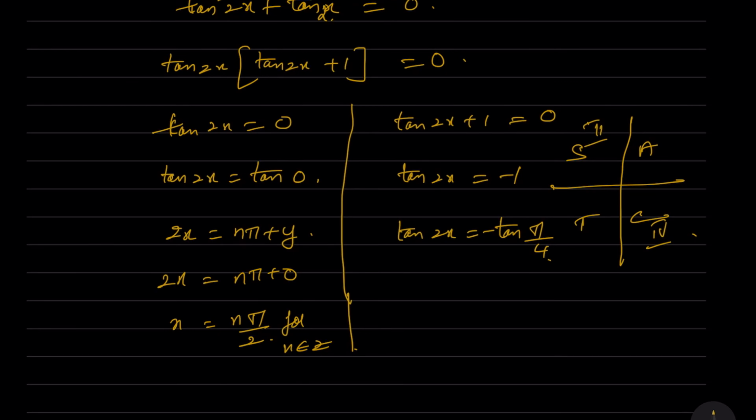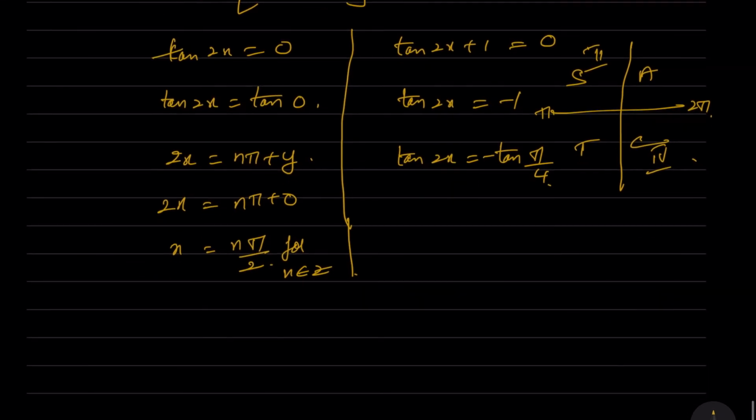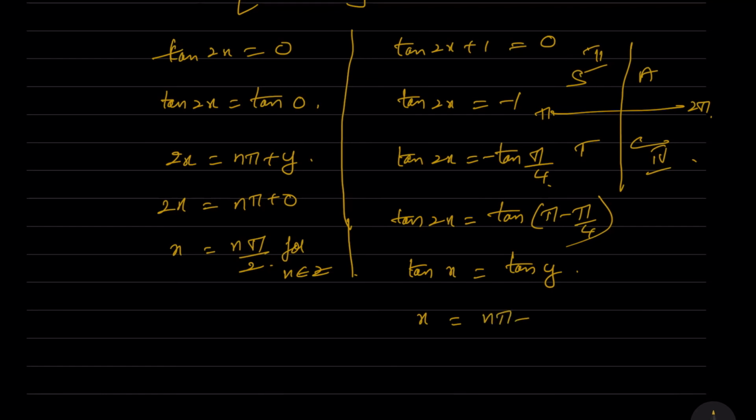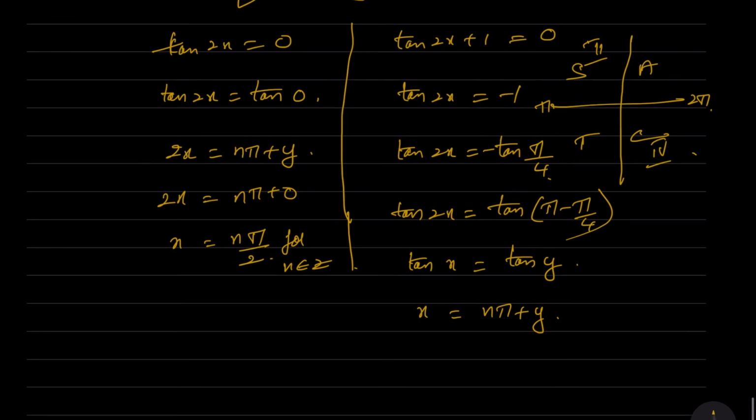So now it is pi minus theta or 2 pi minus theta. Therefore here you are getting tan of 2x is equal to tan of pi minus pi by 4, which implies that tan x is equal to tan y, meaning you get x is equal to n pi plus y.